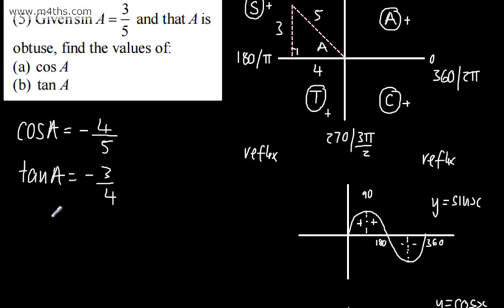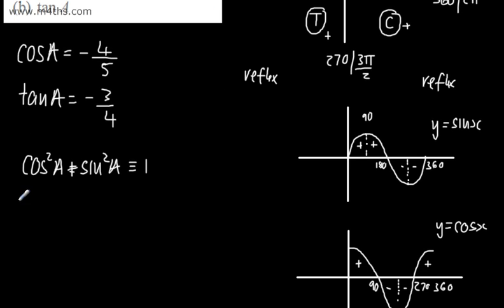What you could have done, and this is a bit haphazard, you could have said that cos squared A plus sine squared A gives us 1. So what we could write is that cos A is equal to plus or minus the square root of 1 minus sine squared A.